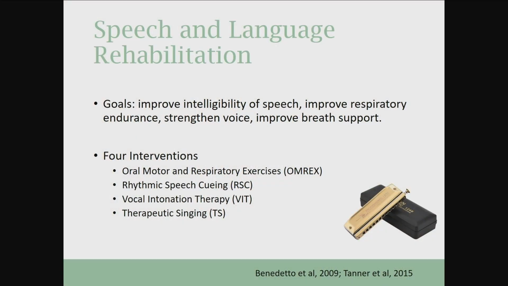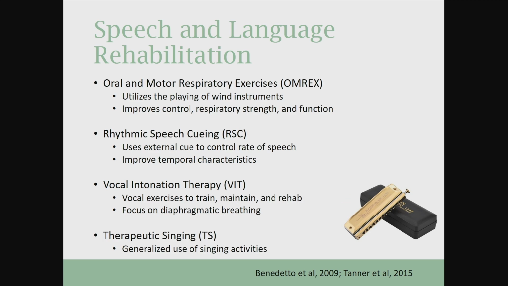So again, these goals are to improve the intelligibility of speech, improve your respiratory endurance, improve your respiratory strength, your projection, right? Improve that breath support. And there are eight interventions, I believe, in total, but we're only going to go over the 4 that are most applicable to Parkinson's disease. Again, very high level, but the first one is oral and motor respiratory exercises.